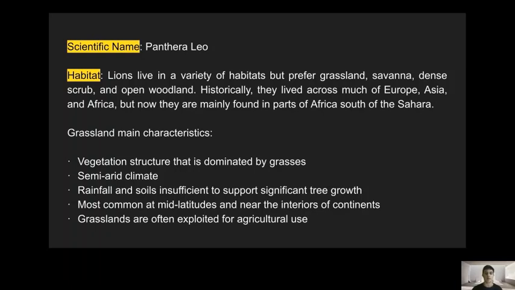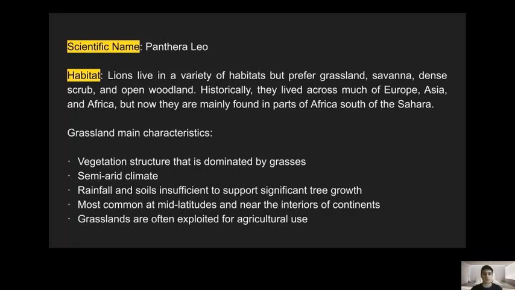The scientific name of the lion is Panthera leo. Habitat. Lions, well, they live in grassland, savanna, then scrub, and open woodland. Historically, they lived in Europe, Asia, and Africa, but now they are found in parts of South Africa and south of the Sahara.